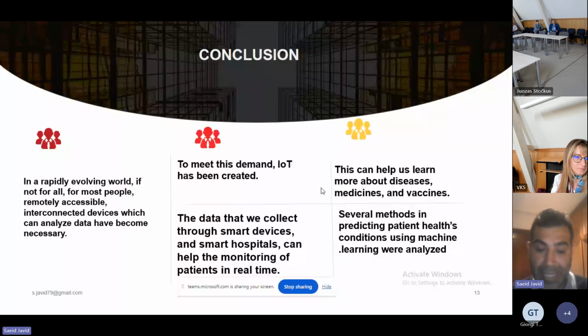The data that we collect through smart devices and smart hospitals can help the monitoring of patients in real time. This can help us learn more about disease, medicine, and vaccines. Several methods in predicting patients' health condition using machine learning were analyzed.